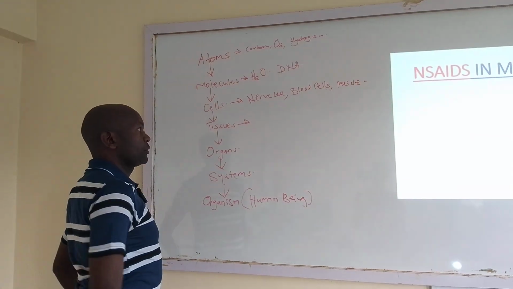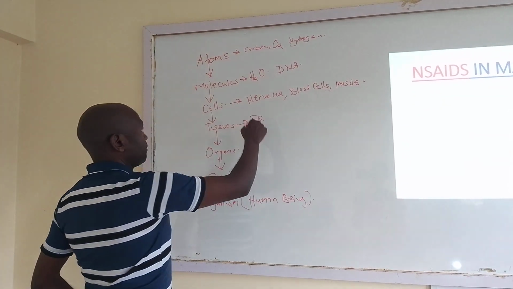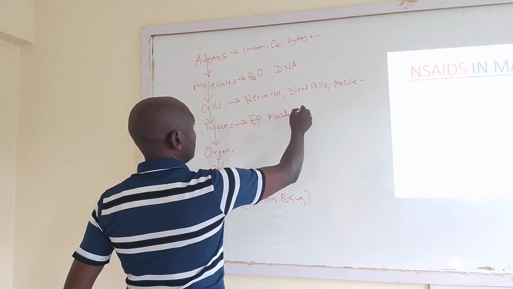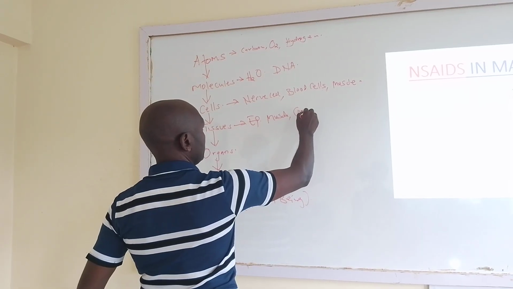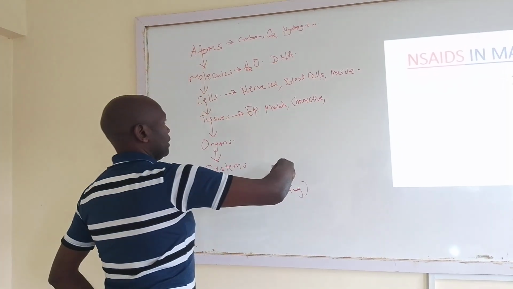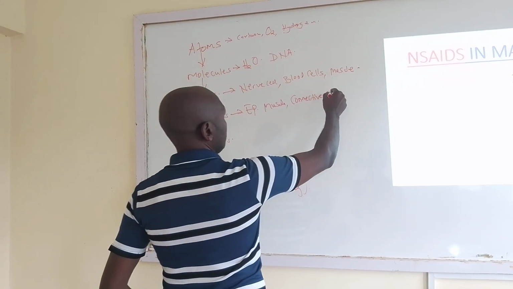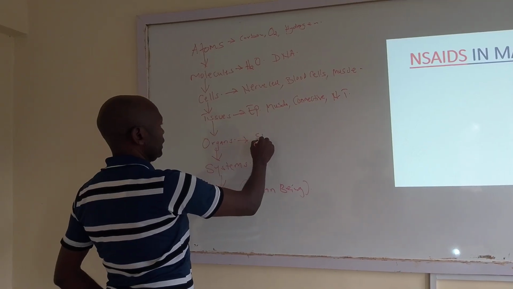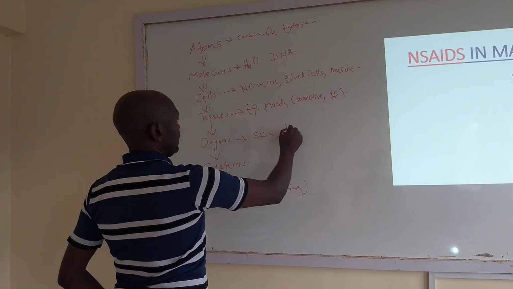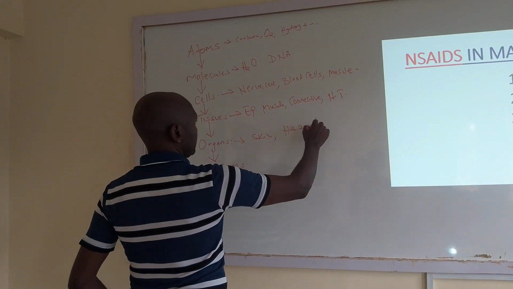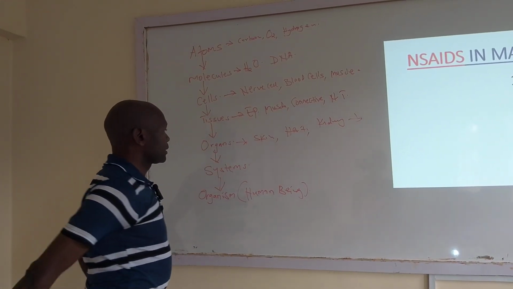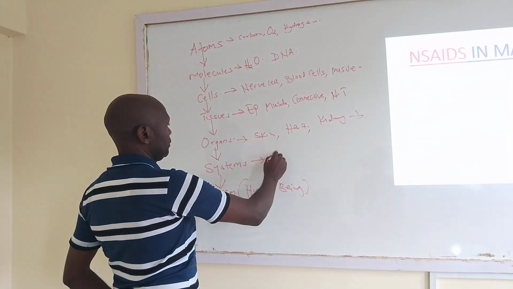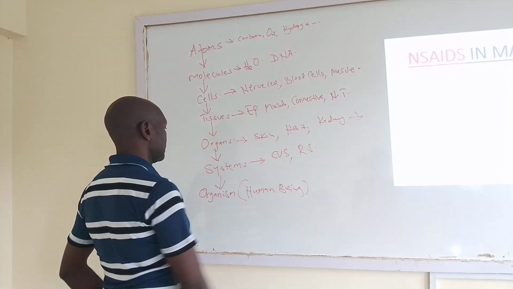Tissues, we have 4 types of tissues. Those are epithelial tissue. And then we have the muscle tissue. We have connective tissue. And then we have what we refer to as the nerve tissue. Examples of organs, we have skin. You can also have the heart. And then you can talk of the kidney, among others. Systems in the body, we have about 11 of them. Example is cardiovascular system and respiratory system.